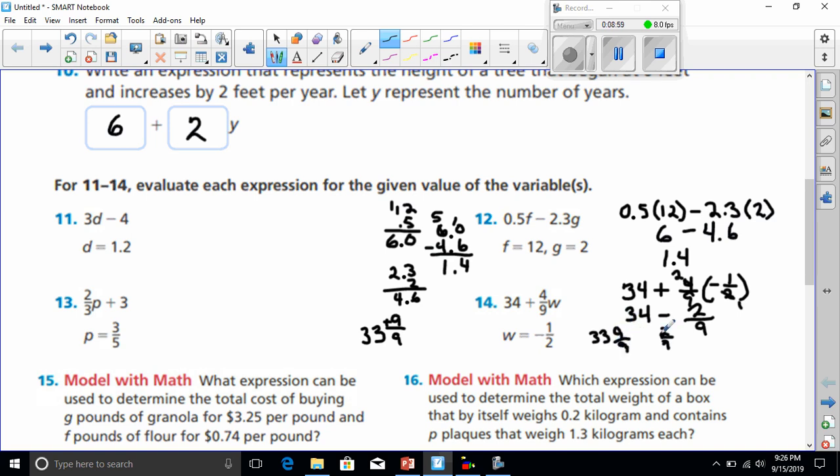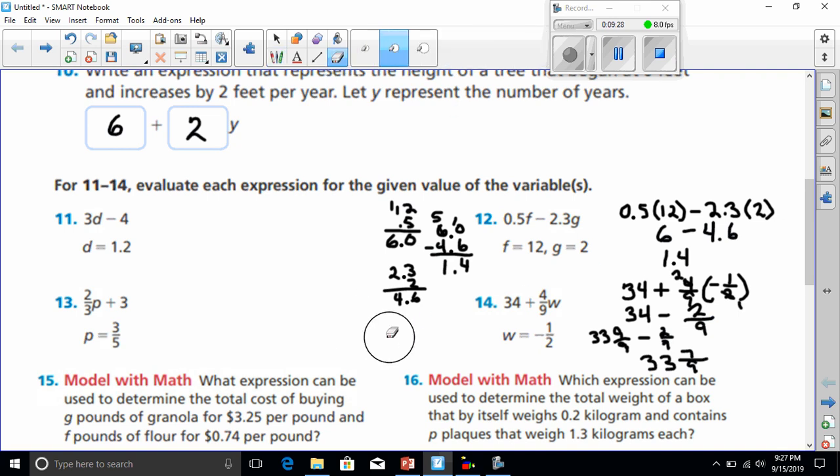And now 9 minus 2 is 7. So that's going to give us 7 over 9. So this answer should be 33 and 7 over 9. And that's it. If you wanted to, you could have done it a different way by taking 34 and putting it over 1.